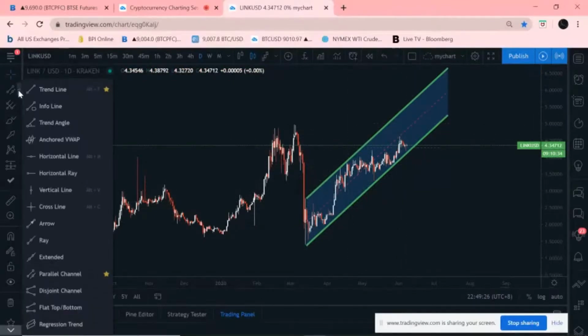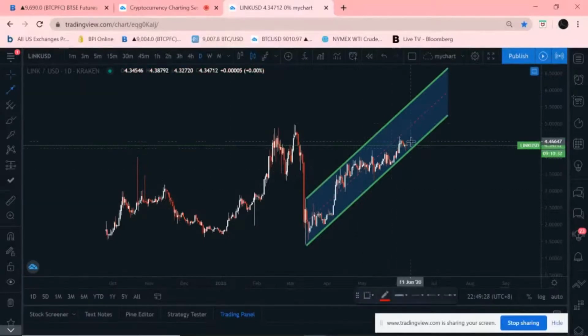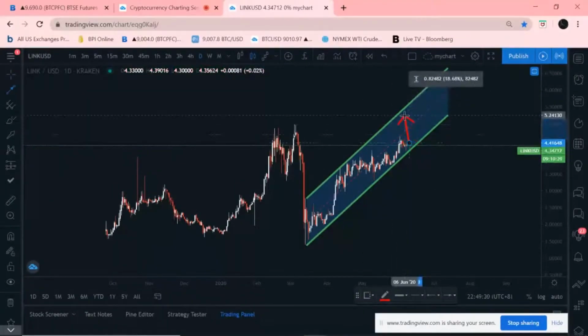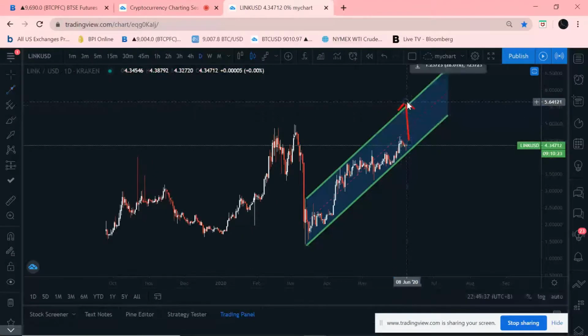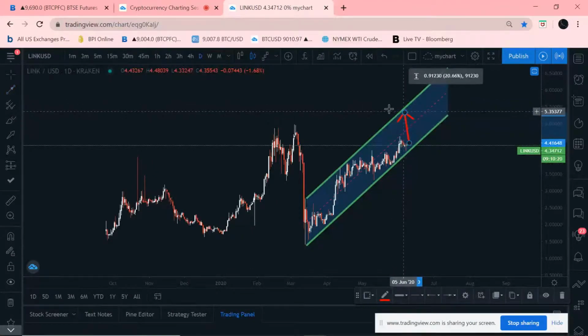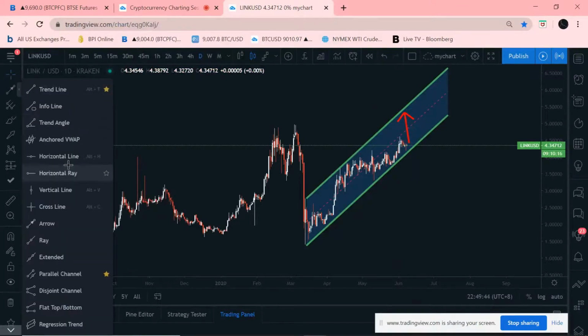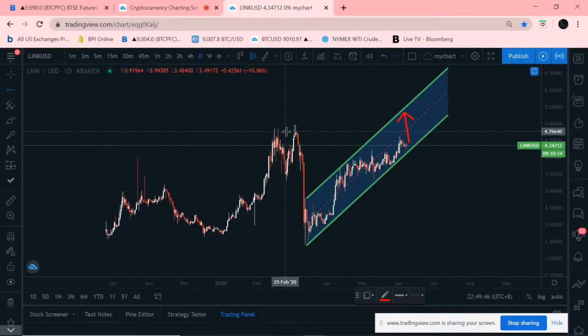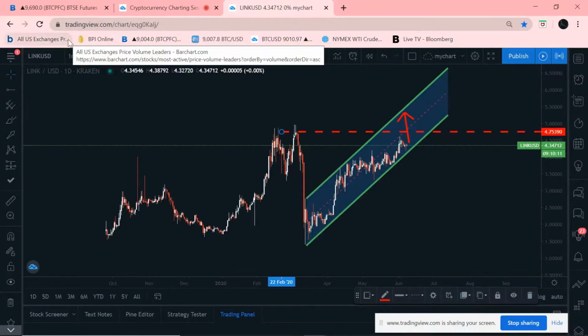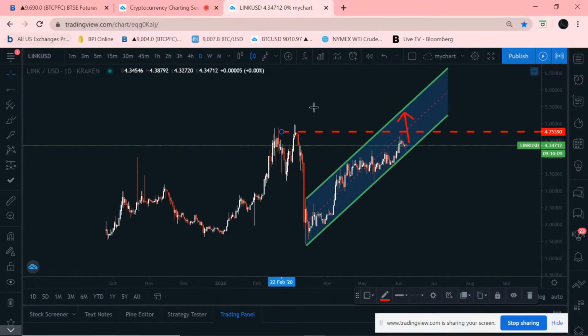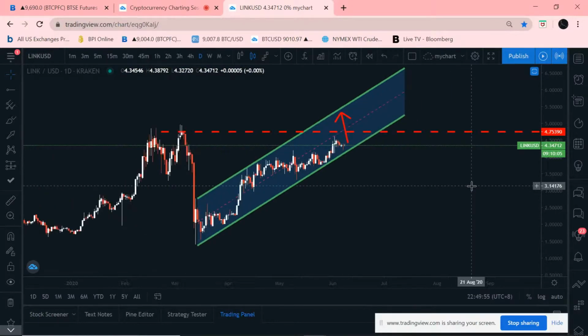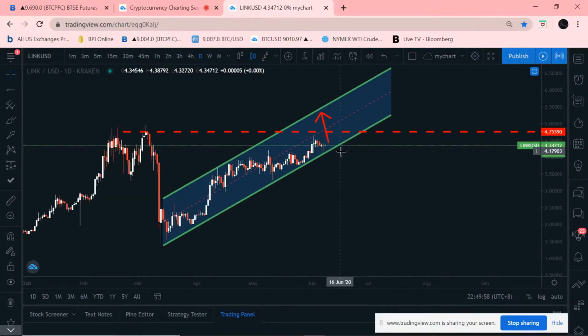So I think it will try to retest this back and possibly target around this area, depending on where the candle tries to retest this resistance line. But the key resistance we're looking at is this area, the 4.75 area. And the support, actually it's already at the support area.